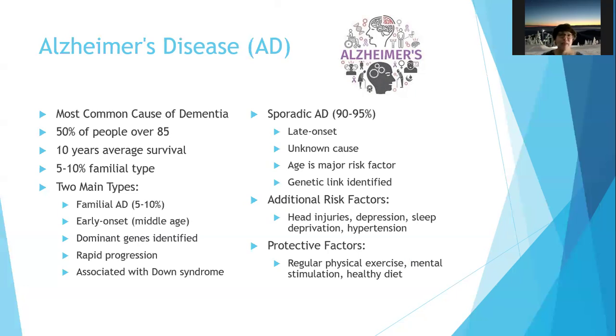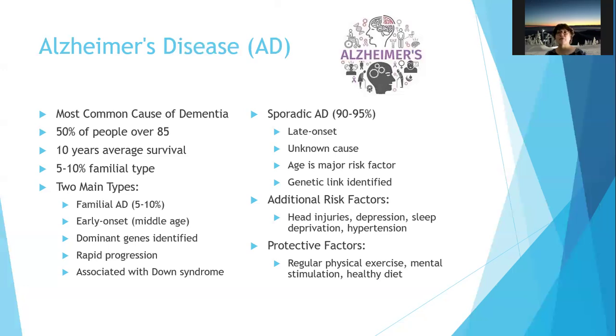That blows my mind. But there's an average 10-year survival after diagnosis. 5 to 10% of Alzheimer is what's called the familial type. Onset is earlier in middle age, whatever that means, usually around the 50s, 60s. There have been dominant genes identified in the familial type. There's a rapid progression. If someone with Down syndrome lives to middle age, which they are living to middle age way more often than they used to 20, 30 years ago, they can often have this type of Alzheimer's.